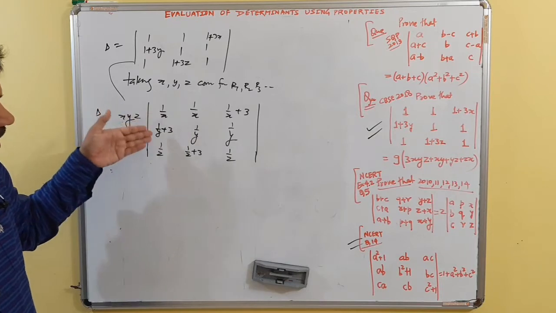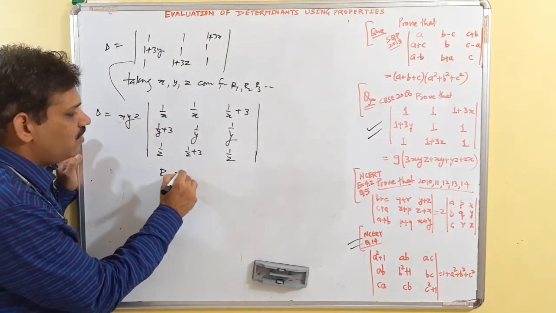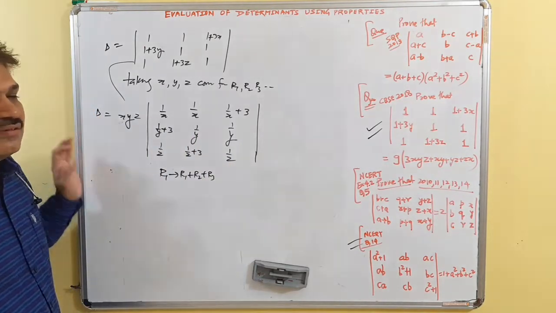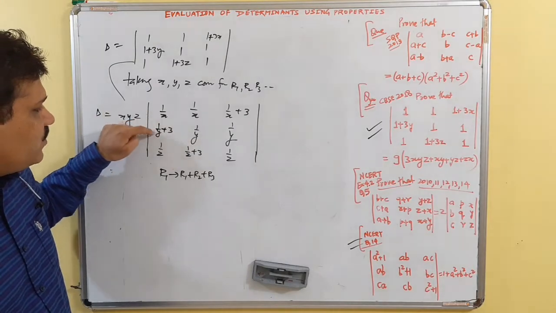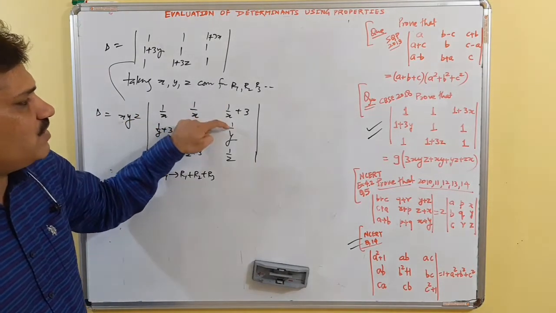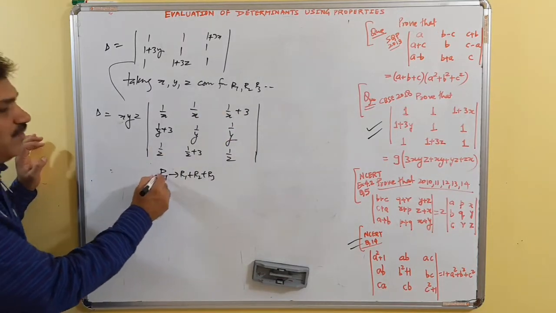Now if I add the elements of a column, that is, if I apply R1 becomes R1 plus R2 plus R3, then all the elements are added: 1 upon x plus 1 upon y plus 1 upon z plus 3, in every entry. So we apply this operation.